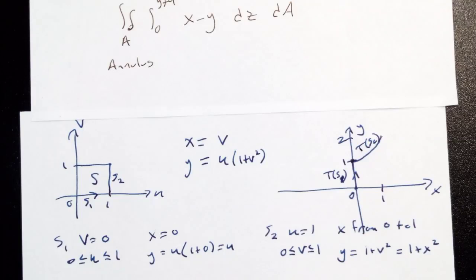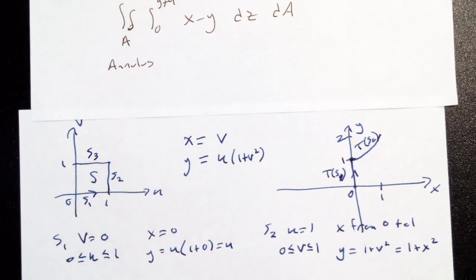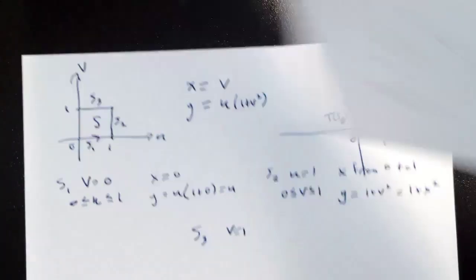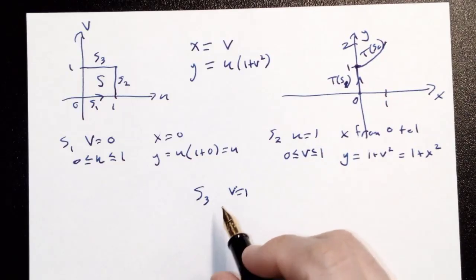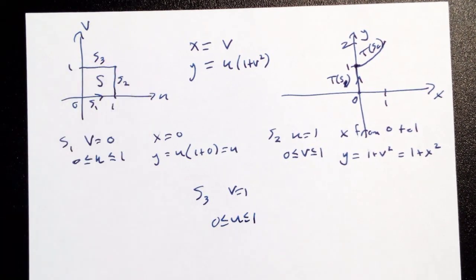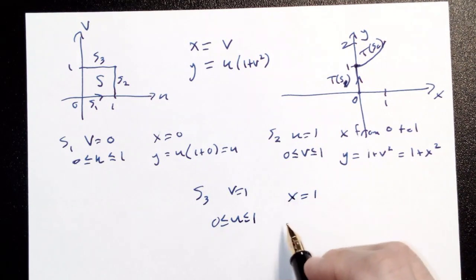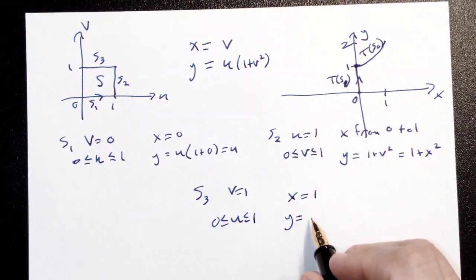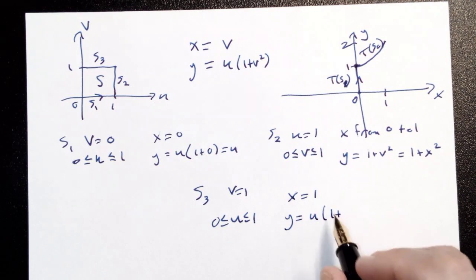On and on we go. Finish out what this shape is. Make sense? Can you just do side 3? Sure. Well, okay, side 3, I'm assuming is the top. Okay, no. If that's side 3, that means that V equals 1. And if V equals 1, and U is trapped between 0 and 1, right? Then I get X equals 1, and I get Y equals U times 1 plus V squared.